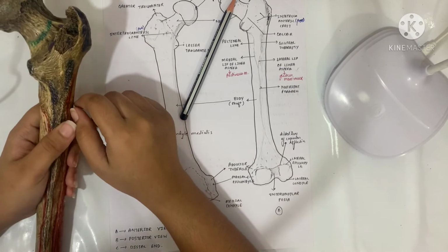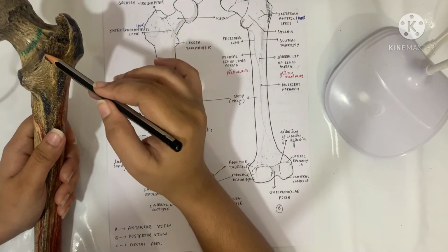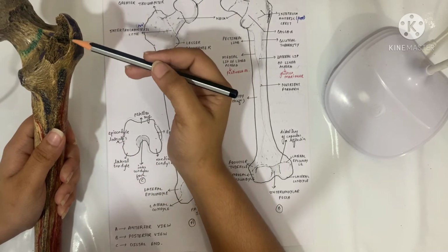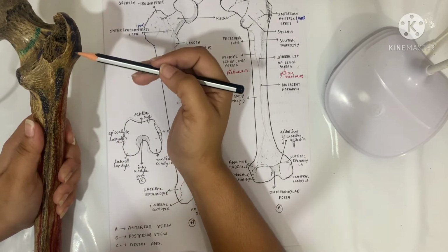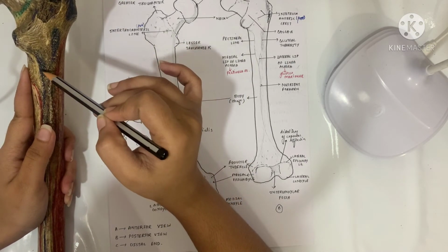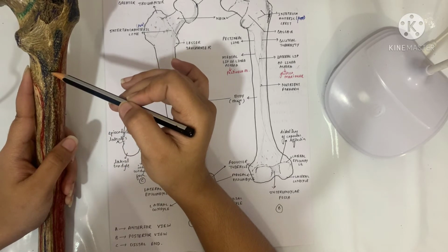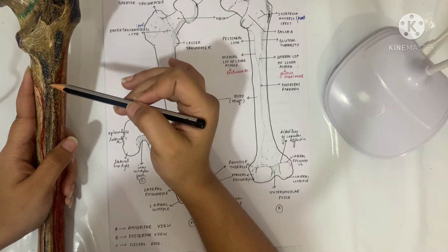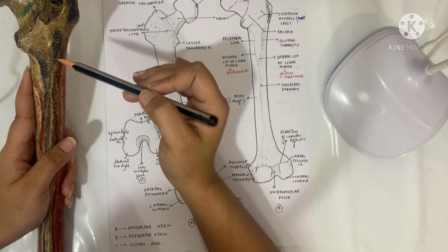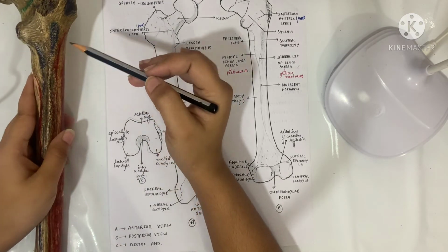Coming to the posterior rib, this is the obturator externus is attached over here. Gluteus medius, quadratus femoris is attached here, and this is the pectineus. This is adductor brevis, then adductor magnus, gluteus maximus, and vastus lateralis. This side, vastus lateralis.